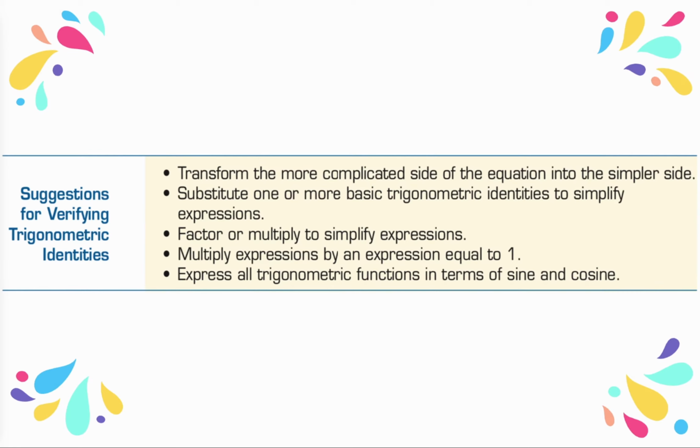So some things that we can do. We can transform the more complicated side of the equation into the simpler side. We can substitute one or more basic trigonometric identities to simplify expressions. We can factor or multiply to simplify expressions. We can multiply expressions by an expression equal to 1. And we can express all trigonometric functions in terms of sine and cosine.